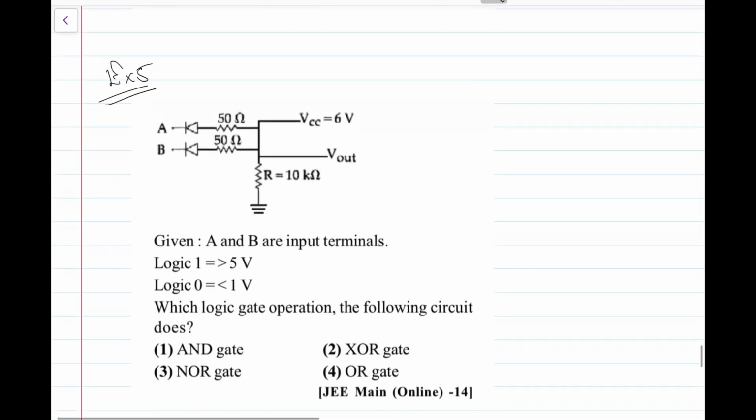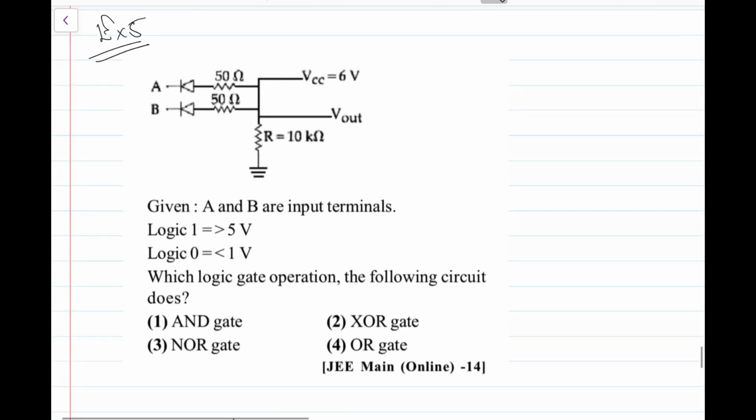Next one. Now this is very interesting. Given A and B are input terminals, logic 1 when it is greater than 5, logic 0 for less than 1. Which logic gate operation does the following circuit represent? Now you get a feel that V output is always 6, but just be realistic, leave that point and just think. For this 6 volts, current can flow via this path and via this path. You have 50 and 50 here, and here you have 10 kilo ohms.